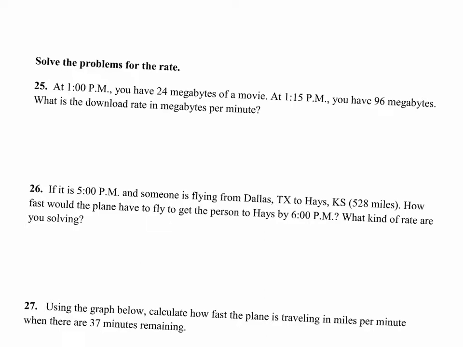At 1 p.m. you have 24 megabytes of a movie. At 1:15 p.m. you have 96 megabytes. What is your download rate? So we're trying to find rate in megabytes per minute. That's giving you your hint. So megabytes, and we're wanting per, remember that means that line, per minute. So we want the megabytes per 1 minute.